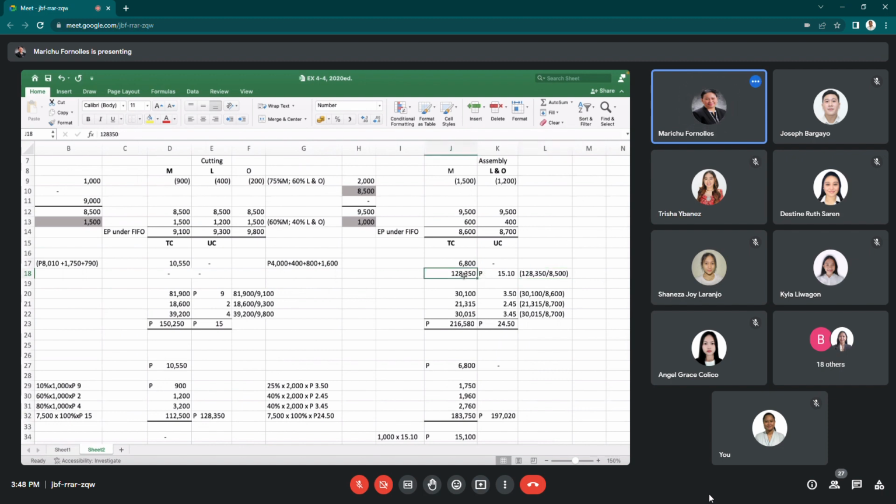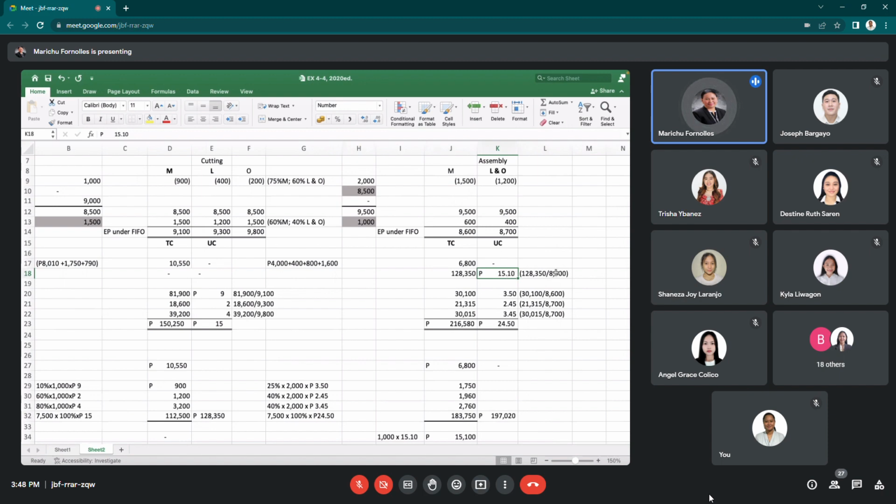128,350, divided by the units received from PD, which is 85. And you will get the unit cost from PD or the unit cost transferred in, 15.1.